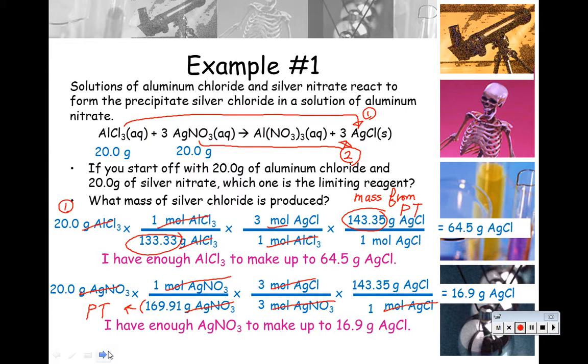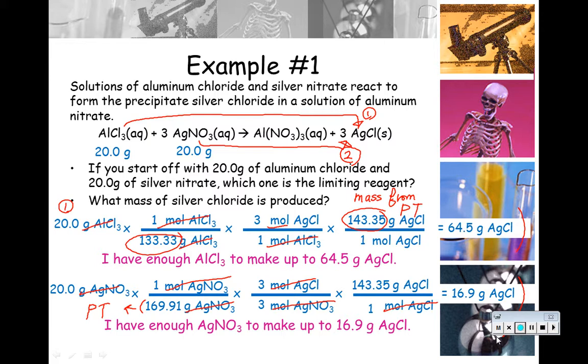So this is my prediction 1 at the top. This is my prediction 2. Which prediction is the accurate prediction? First or the second? Second. Why is the second one the correct prediction? Because it's the smaller prediction.